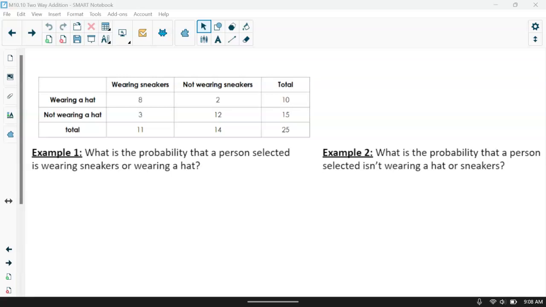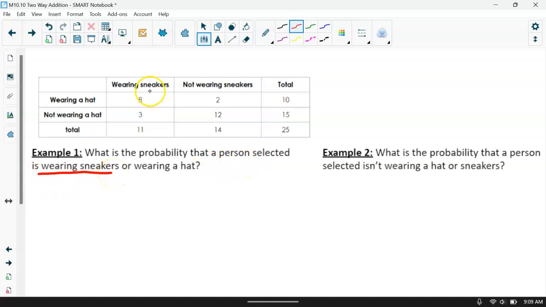In this video, I'm going over the application of the addition rule with the two-way table when looking at probability. Looking at this table, notice we're talking about people surveyed on whether they wear sneakers or don't wear sneakers and wear a hat or don't wear a hat. What is the probability that a person selected is wearing sneakers or wearing a hat?